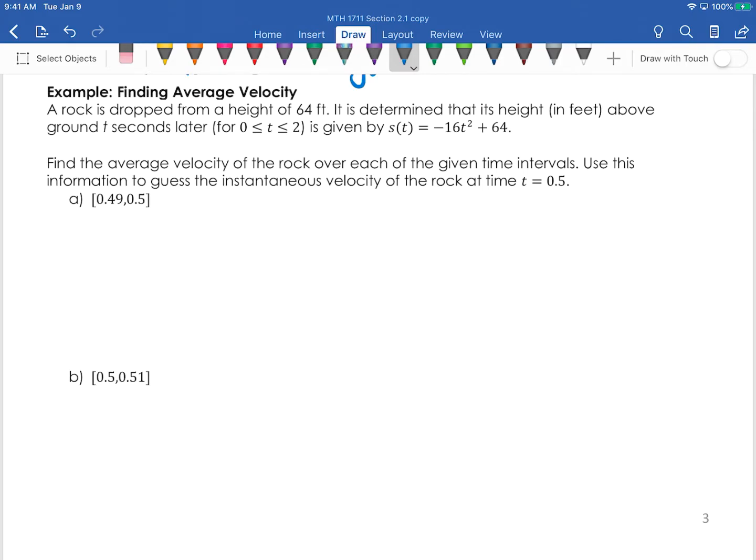It says find the average velocity of the rock over each of the given time intervals, and then we're going to use this information to guess the instantaneous velocity of the rock at time 0.5 seconds, or half a second. So this is the time 0.49 seconds, and then we have the time 0.5 seconds.